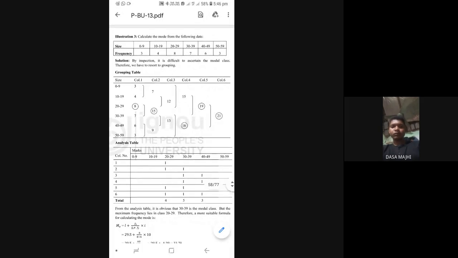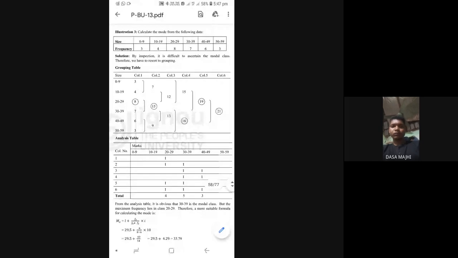Then in column 2, from the beginning frequency, add in 2's. 3 plus 4, 7. 8 plus 7, 15. 6 plus 3, 19. From column 2, again check which is the highest frequency. Now here 15 is circled. So 15 comes under 2 class intervals. It was found out after adding 8 plus 7. So 20 to 29 and 30 to 39. 20 to 29, 1 score. 30 to 39, 1 score.